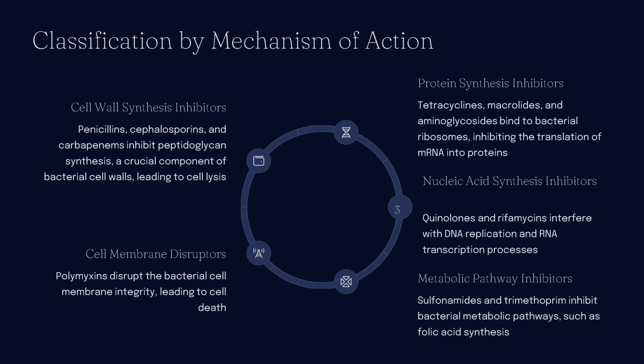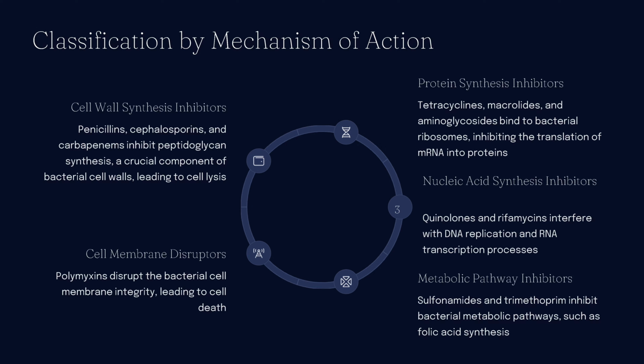Examples under each: under the cell wall synthesis inhibitors, penicillin, cephalosporin, and carbapenems. These antibiotics inhibit the synthesis of peptidoglycan, a crucial part of the bacterial cell wall, leading to cell lysis. Among the protein synthesis inhibitors are tetracyclines, macrolides, and aminoglycosides. These antibiotics bind to the bacterial ribosome and inhibit the translation of mRNA into proteins. Nucleic acid synthesis inhibitors like quinolones and rifamycins interfere with DNA replication and RNA transcription.